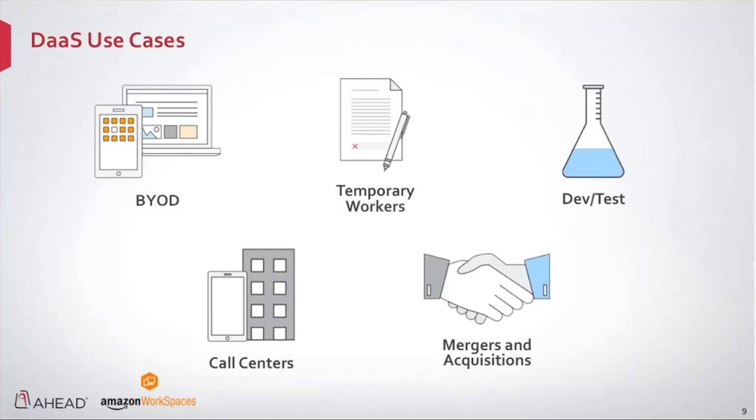We see a lot of value in temporary workers and mergers and acquisition. A lot of these have overlap. The temporary workers and dev and test also have overlap. But we actually have a customer, one of our oldest customers on WorkSpaces, whose primary use case is mergers and acquisitions. As they bring a new company into the fold, how do they bring them on board? Are they shipping them devices? Are they having to go through a large onboarding exercise? And they see a lot of value with that.